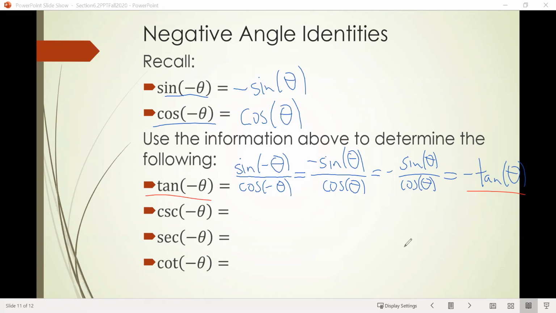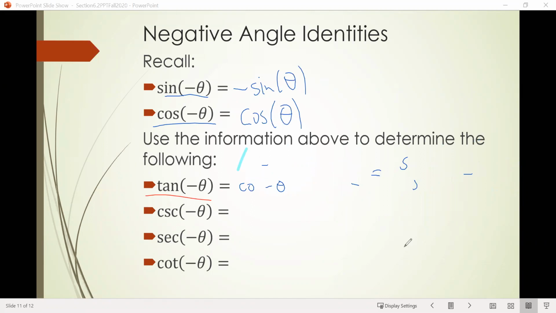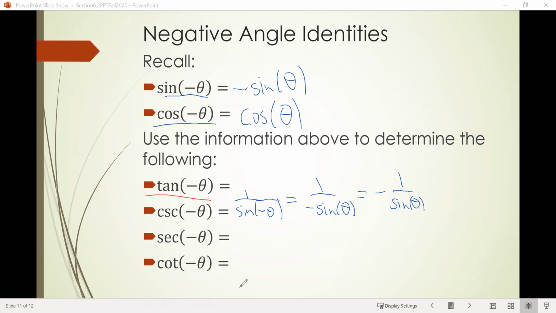All right, continuing on, cosecant, and I'm sorry, I'm going to erase this to make room. Cosecant, we know, is equal to 1 over sine, so cosecant of negative theta will be equal to 1 over sine of negative theta, which, as we know from above, sine of negative theta is negative sine of theta, which you can rewrite as negative of 1 over sine theta, which will just become negative cosecant of theta. So from there, we again see that cosecant is also an odd function.